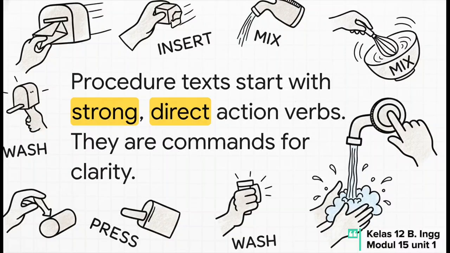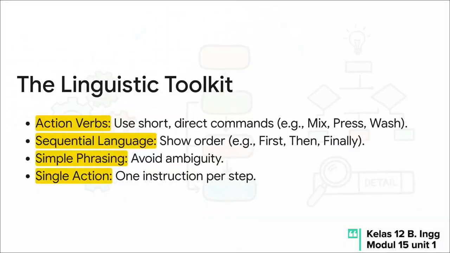These are called imperatives, and they're basically little commands that tell you exactly what to do. Words like insert, mix, press, or wash. They're short, they're direct, and there's no room for guessing. So here's your linguistic toolkit for writing great instructions. First, use those action verbs. Then, guide the user with words that show order, like first, then, and finally. Keep your phrasing simple and clear, no jargon. And a big one, stick to one single action per step. It's a pretty simple recipe for success.